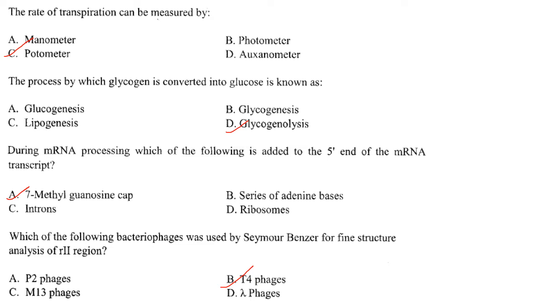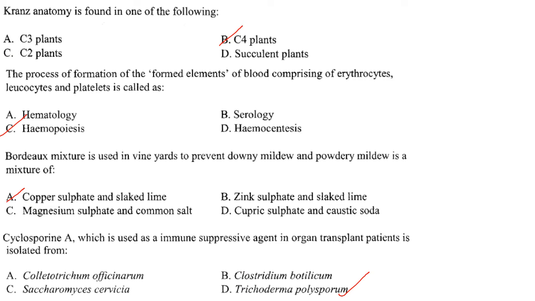transcript? So 7-methyl-guanosine cap is added. So answer is option A. Which of the following bacteriophages was used by Seymour Benzer for fine structure analysis of the rII gene? So it was T4 phages. Answer is option B. Then Kranz anatomy is found in one of the following.